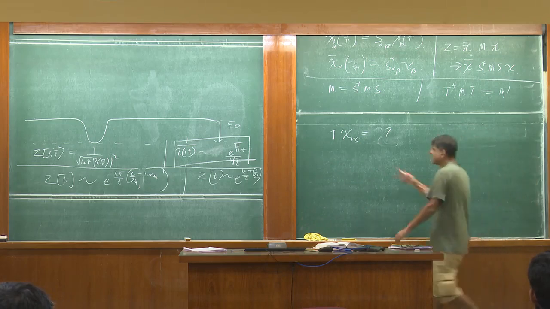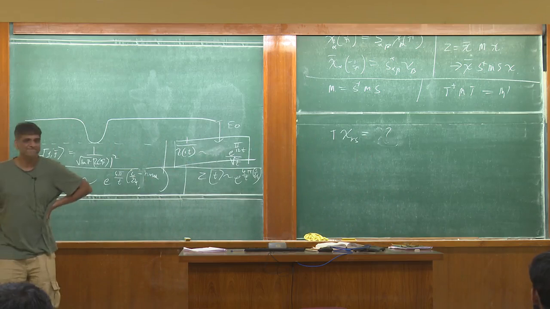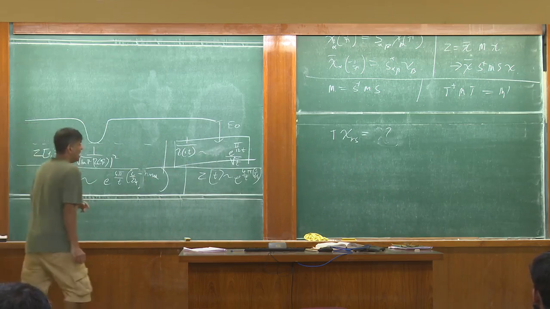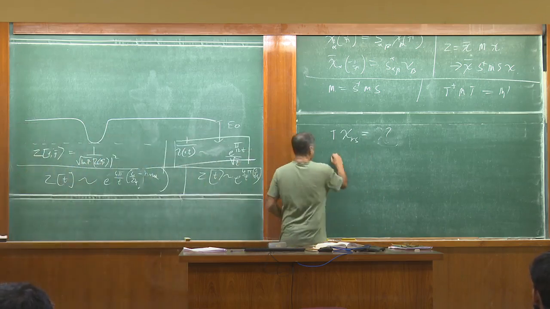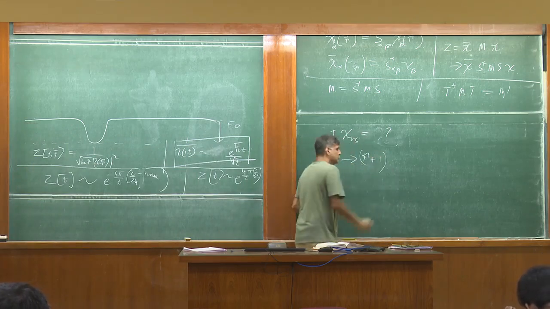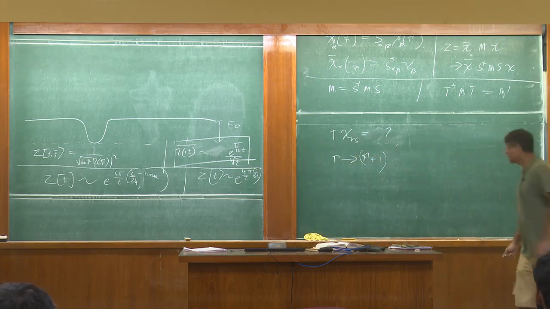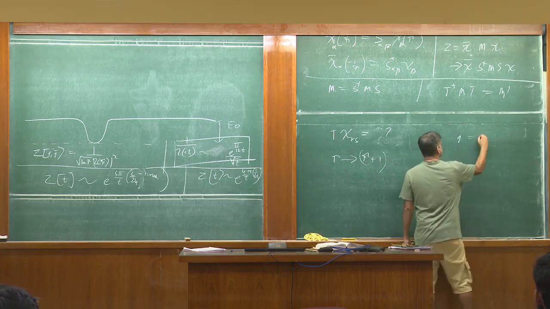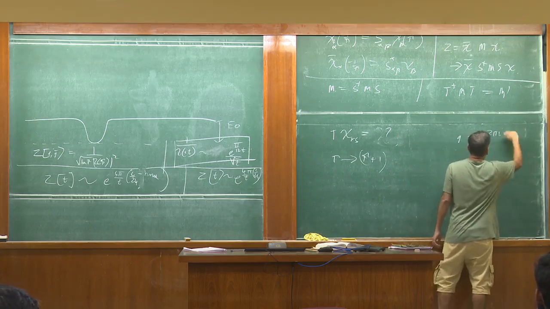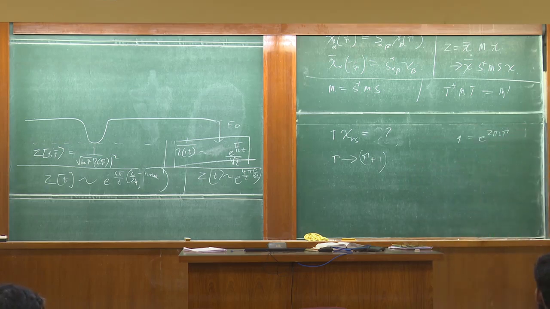Okay, excellent. So now let's look at the action of T on this chi RS. What does T do? It takes tau to tau plus 1. You might at first think it acts in a complicated way, but of course not, because remember that q was e to the power 2 pi i tau, and so q to any integer power is invariant under tau goes to tau plus 1.